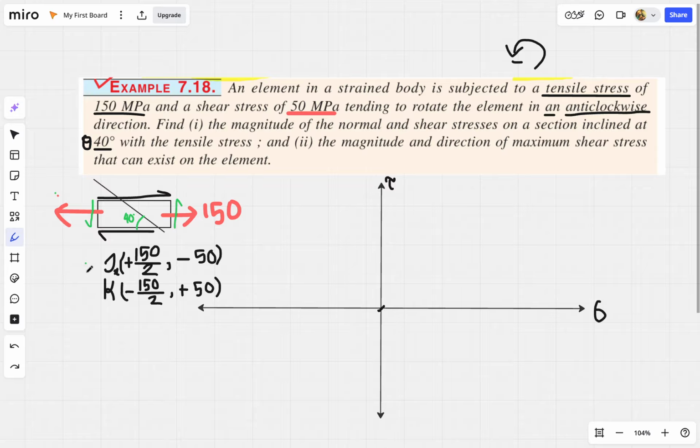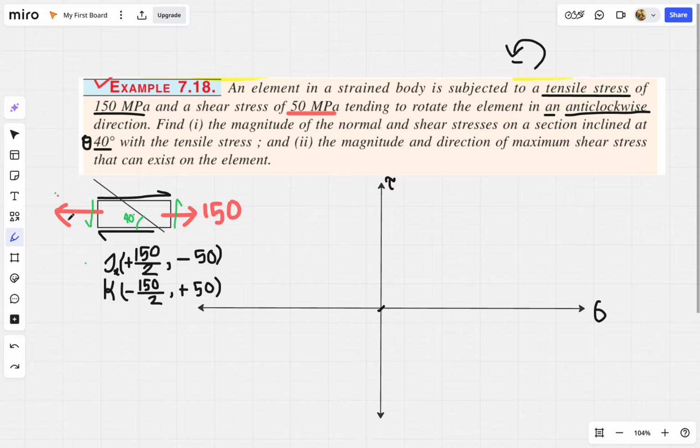Now we have to determine the j and k. For determining j, j is on the x-axis, not the y-axis. So it is connected to the x-axis. On the x-axis we have the tensile stress 150. Tensile stresses are positive, so we will take it as positive. So we write positive 150 by 2, which is our r, or radius.